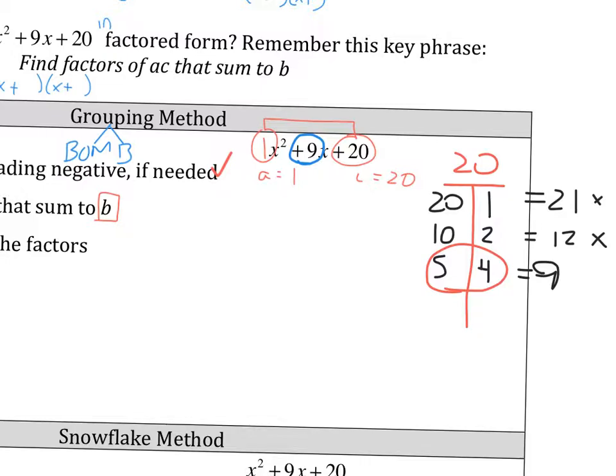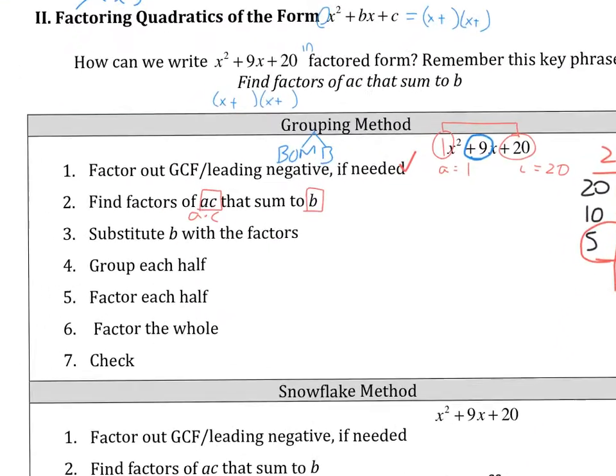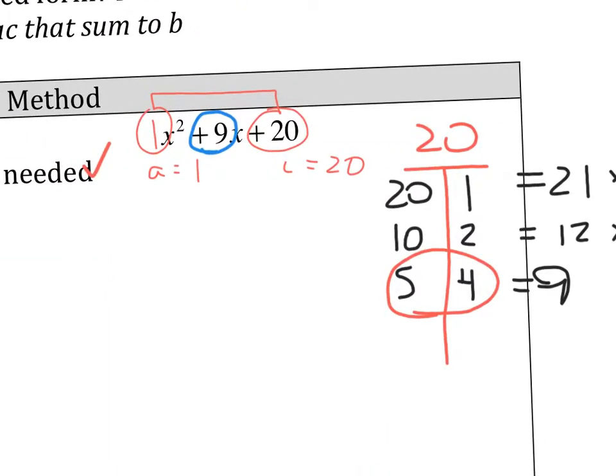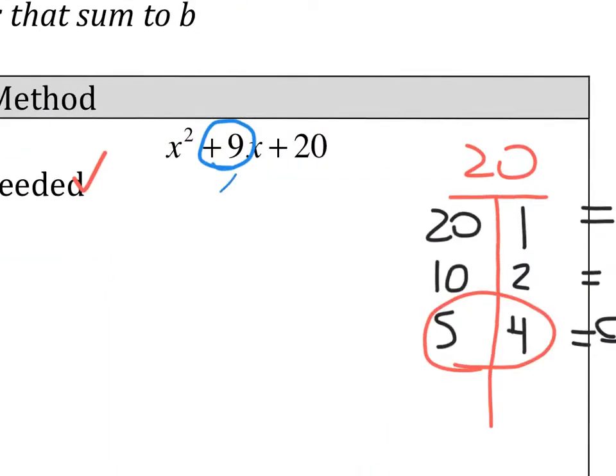So what do I do with that? Notice over here what it says. I'm going to substitute B with those two factors. Instead of writing a 9, I'm going to write 5 plus 4. So this is what it looks like here. Instead of writing 9x, I'm going to split it up to be a 5x plus a 4x. Now notice everything else is going to come down. The x squared comes down the same, and the 20 comes down the same. So some people, at least in this school, have called it the bomb method, explosion method, because you take the B term and you explode it out to some factors.